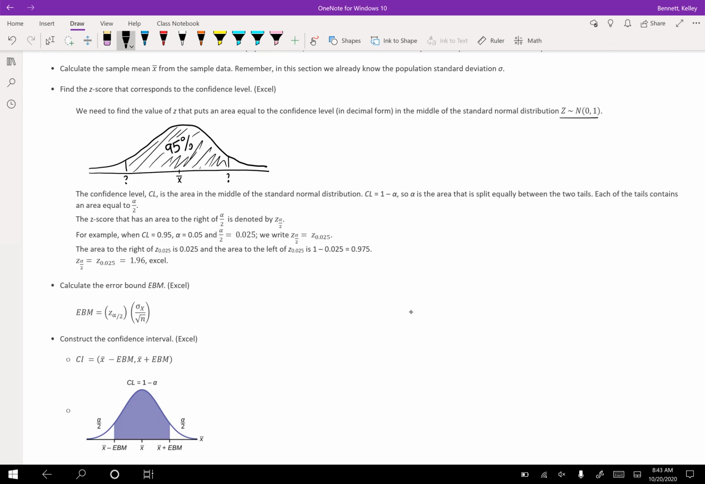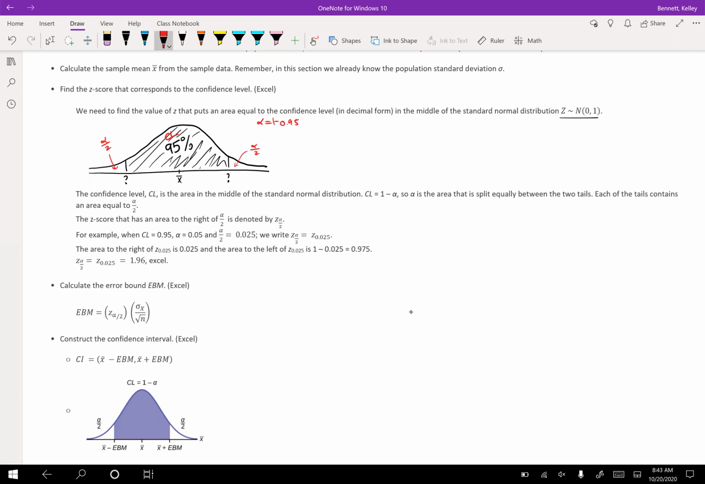So the confidence level, CL, is the area in the middle of the standard normal. And so the tails are going to split into alpha over 2, right? And we've seen this a million times. If this is CL, then remember that alpha would equal 1 minus 0.95. So this is alpha over 2, and this is alpha over 2. That's where we get z alpha over 2, and we get a z-score.